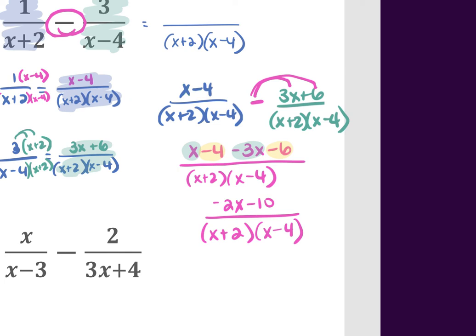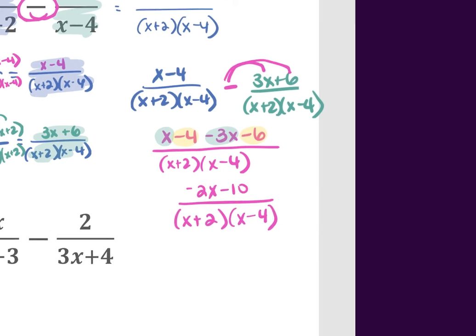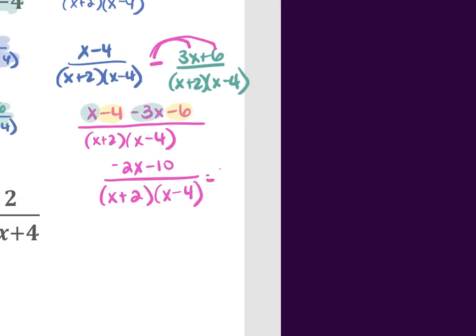Now technically I can take out a greatest common factor from the 2x and the 10, but I would only do that if there was a factor in the bottom I could cancel out, okay? So this is the same as negative 2 times x plus 5 over x plus 2 and x minus 4. So I took out the greatest common factor. If it's multiple choice, you might only see that second one, so keep that in mind, okay? If it's open-ended, I would have taken both answers.